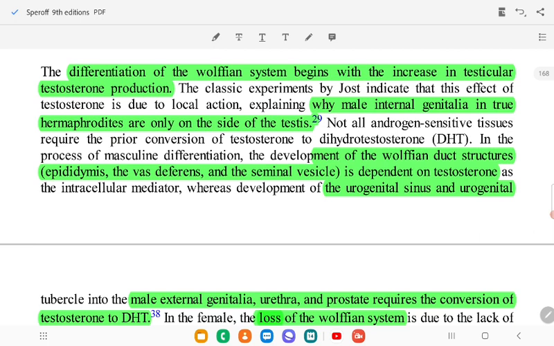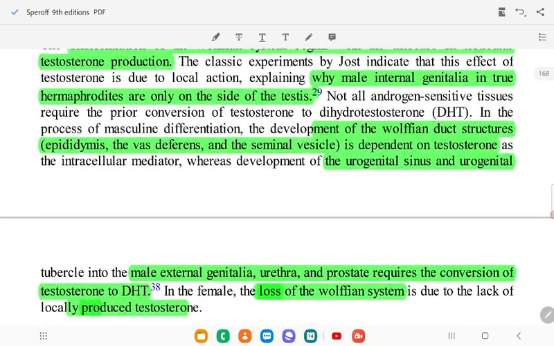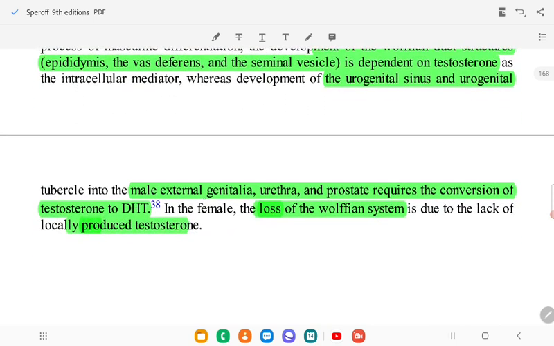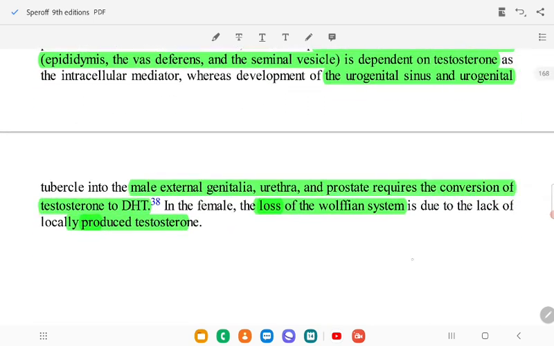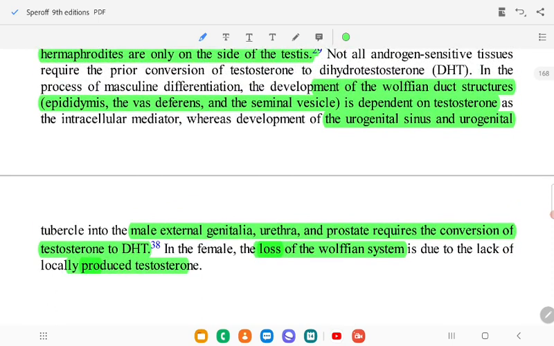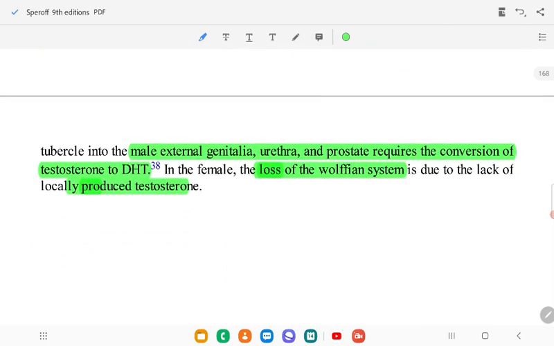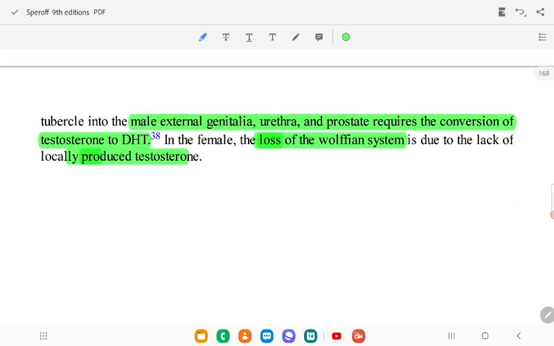But remember, for the development of the urogenital sinus and the urogenital tubercle into the male external genitalia, urethra, and prostate, they require the conversion of the testosterone to dihydrotestosterone. The Wolffian duct structures like the seminal vesicle, epididymis, and vas deferens differ in that testosterone acts as an intracrine mediator. So, in the female, the Wolffian system is lost due to the lack of the production of the testosterone. Okay.